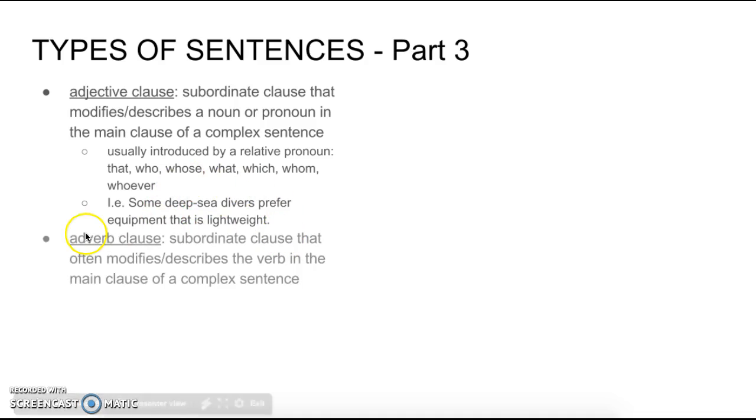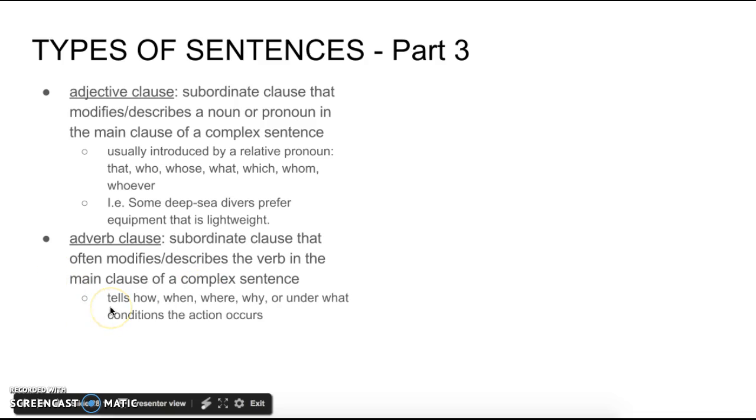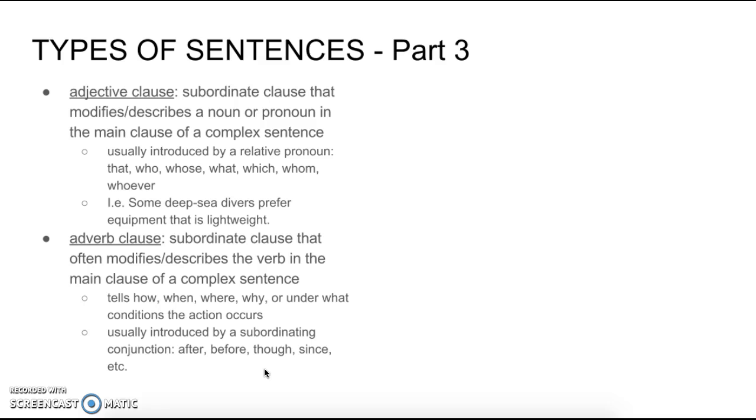Hope so. Now, an adverb clause is a subordinate clause. Remember, subordinate can't stand on its own, but has a subject and predicate. That often modifies or describes the verb in the main clause of a complex sentence. They tell how, when, where, why, or under what conditions the action occurs. So very much like just an ordinary adverb. Usually introduced by a subordinating conjunction, such as after, before, though, since, etc.